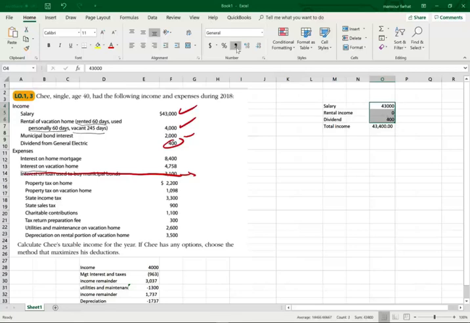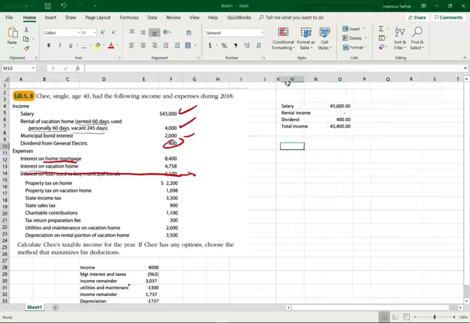Now, we do have other deductions. For example, we have interest on the home mortgage. Can we deduct interest on the home mortgage? Sure, we can. On Schedule A, we can deduct this. Remember, we have interest on the home mortgage and interest on the rental property. Interest on the home mortgage is deductible. I'm going to put it as negative to indicate it's deductible, 8,400. So we're done with interest on the home mortgage.